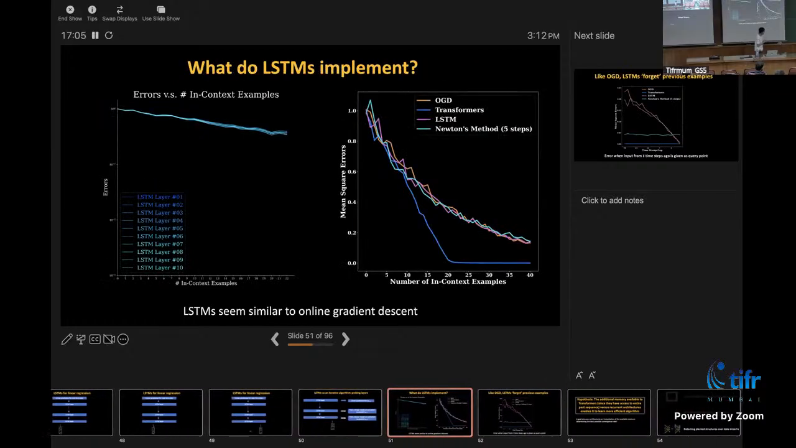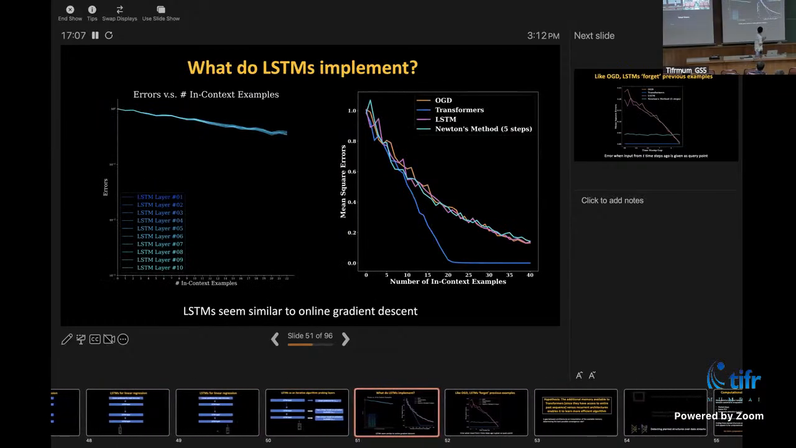And what we see here is that LSTMs actually seem to be much closer to a first order technique like online gradient descent than a second order technique. So this is just the behavior of LSTMs across layers. First, they get a much larger error, which goes to your question earlier as well. Like if you just look at the error, it is much larger than what you got with transformers. It also doesn't seem to improve that much across layers.